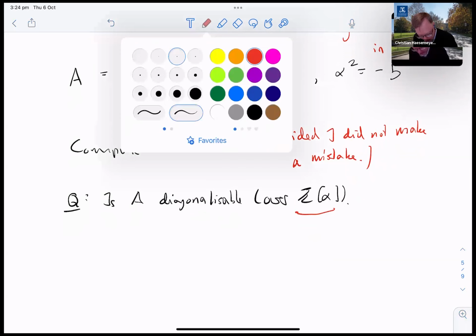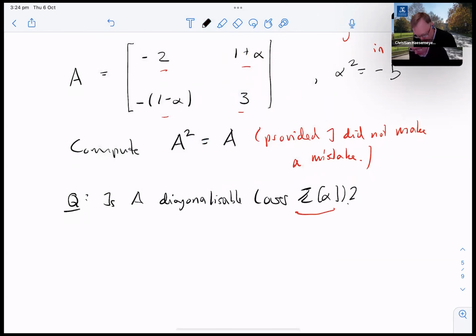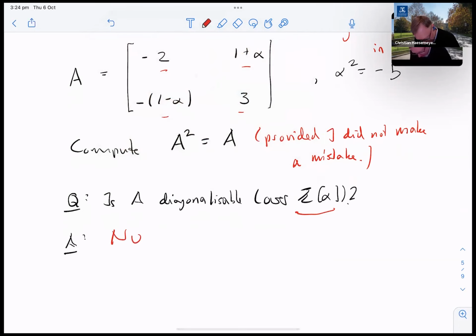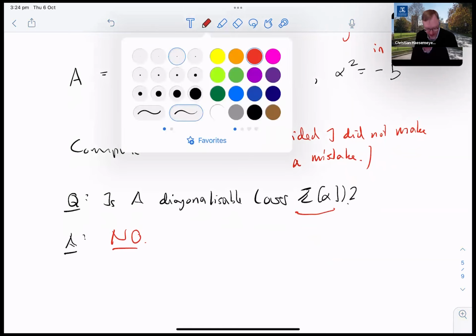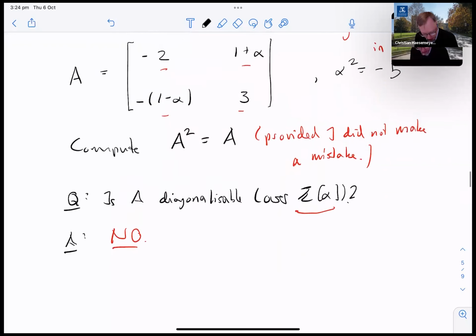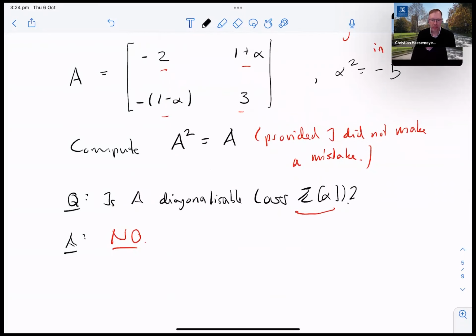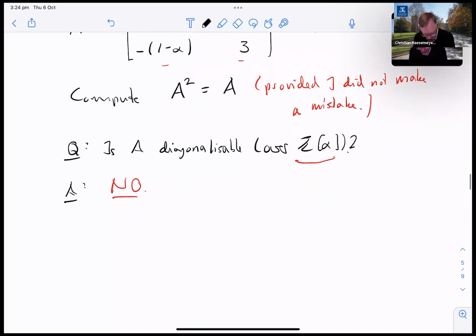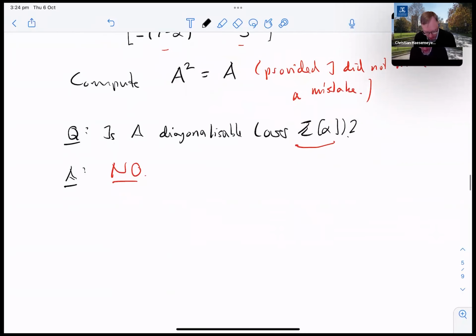So the question is, is A diagonalizable over Z[alpha]? And again, the answer, otherwise it wouldn't be an interesting talk, the answer is no, it is not diagonalizable. And in this case, we again use the same type of argument as before. We identify the image of A with some module over these integers Z[alpha] and show that that module is not free. It doesn't have a basis.